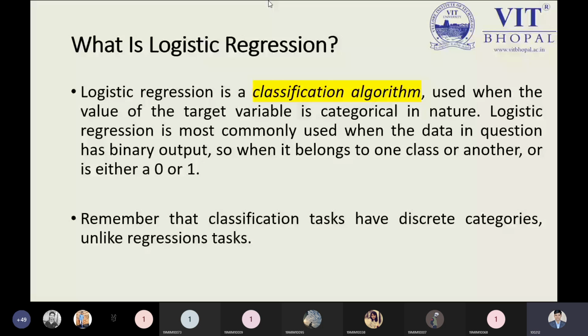If the student status belongs to 0, we can easily identify whether the student is less than or greater than 30. So based on this concept, we can understand the dependent variable should be categorical, and that is the point you need to keep in mind while learning logistic regression. Logistic regression is most commonly used when we have data and the question has a binary output, like 0, 1, yes or no, true, false, as I told you.